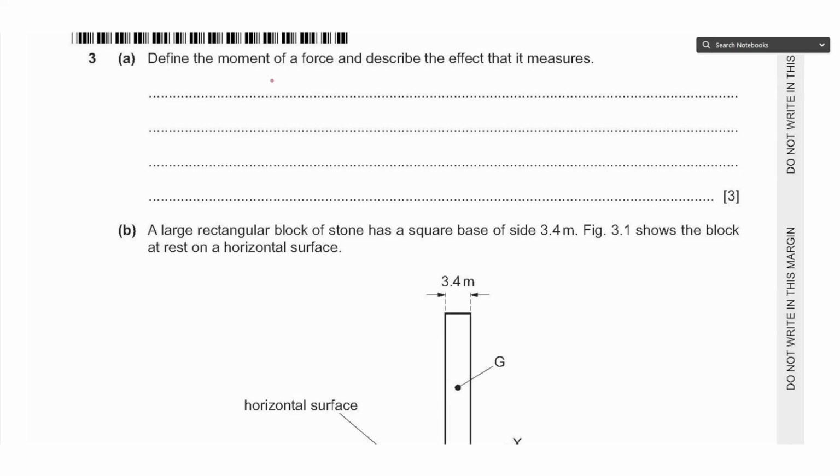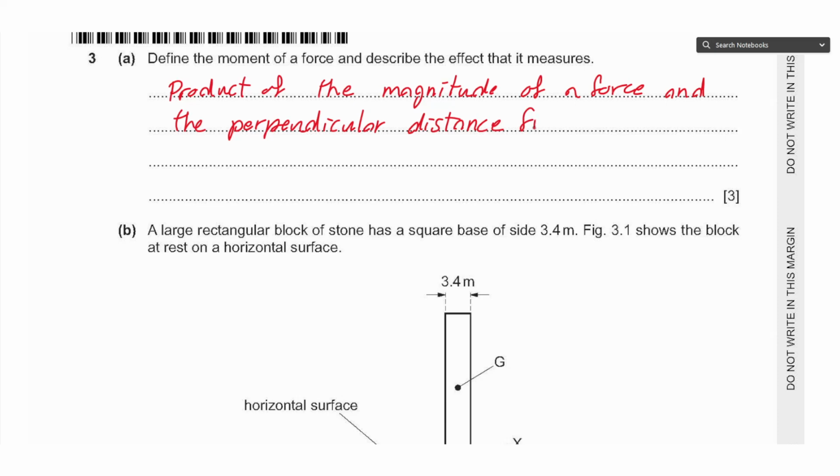Question 3a says define the moment of a force and describe the effect that it measures. So it is the product of the magnitude of a force and the perpendicular distance from a pivot, and it measures the turning effect of a force.